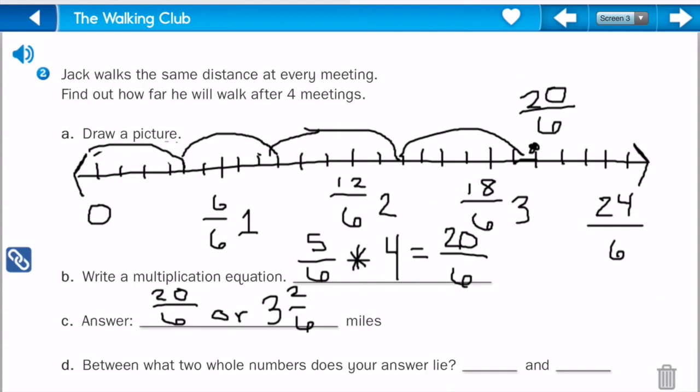So what two whole numbers does your answer lie between? So we know our first number will be 3 because that's the first number we have. And if we look at the number line, if this is 3, 24/6 would be what? Yes, it would be 4. So the answer is between 3 and 4.